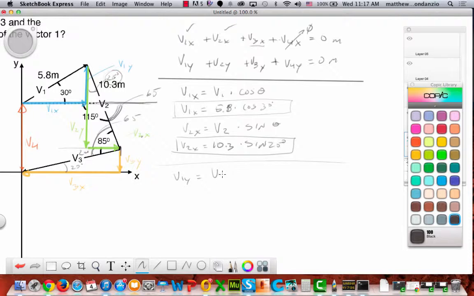Equals what? Come on, guys. V1y equals V1 sine theta. Give me the upper level equation first. Then V1y equals, what's my V1 value, times the sine of? Okay.